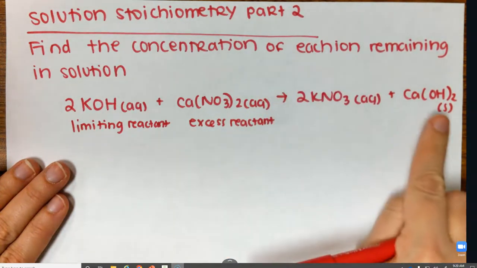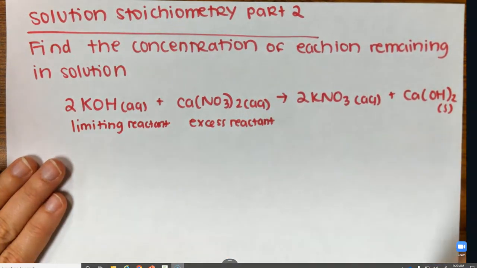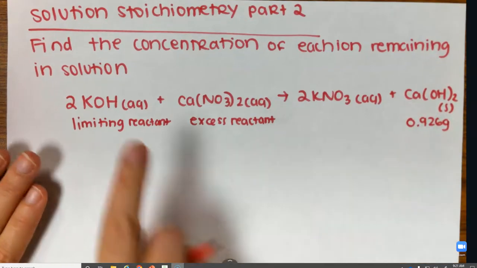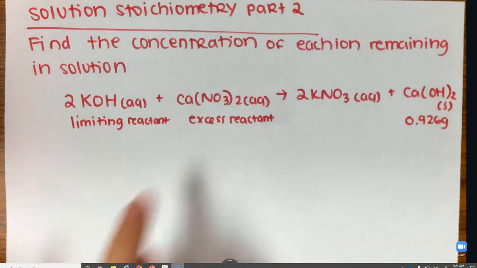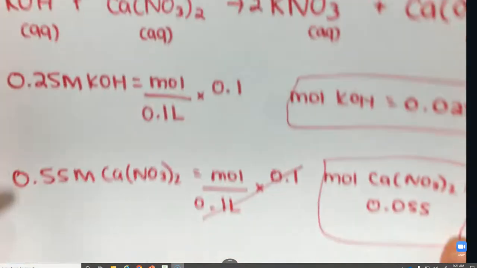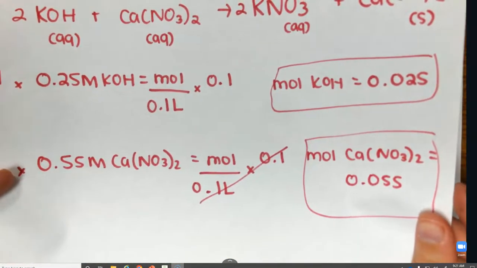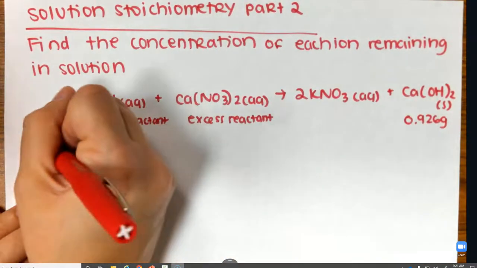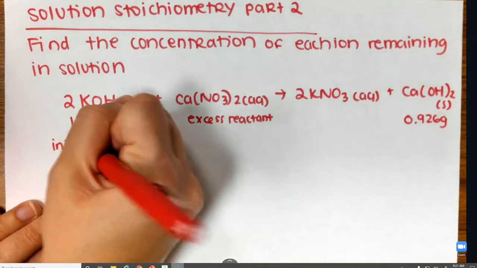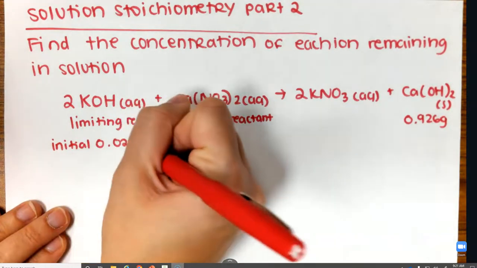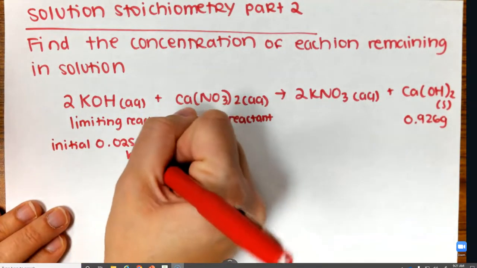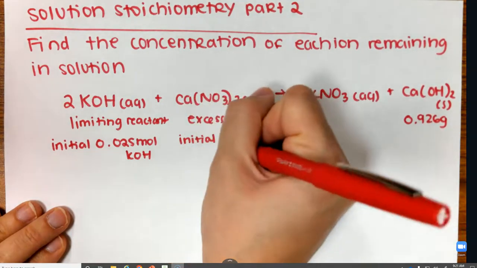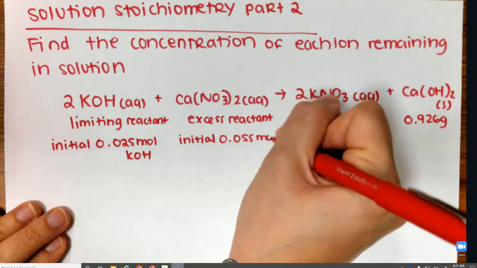I also am going to label how much calcium hydroxide we could make. That was 0.926 grams. Then I'm going to write the initial amounts of each reactant underneath here. How I got the initial amounts was just molarity times the volume of that substance. So we started off initially with 0.025 moles of KOH, and then initially 0.055 moles of Ca(NO3)2.